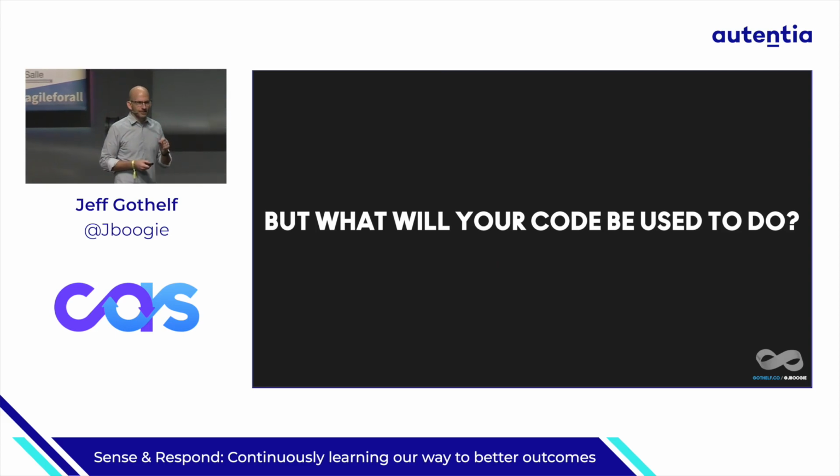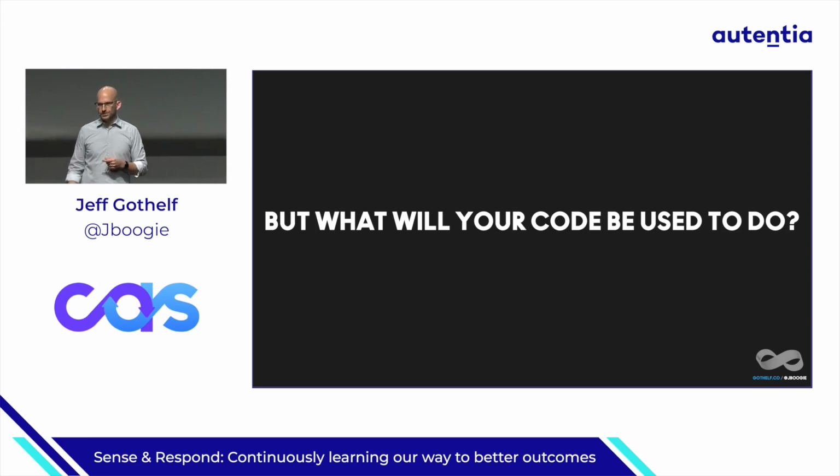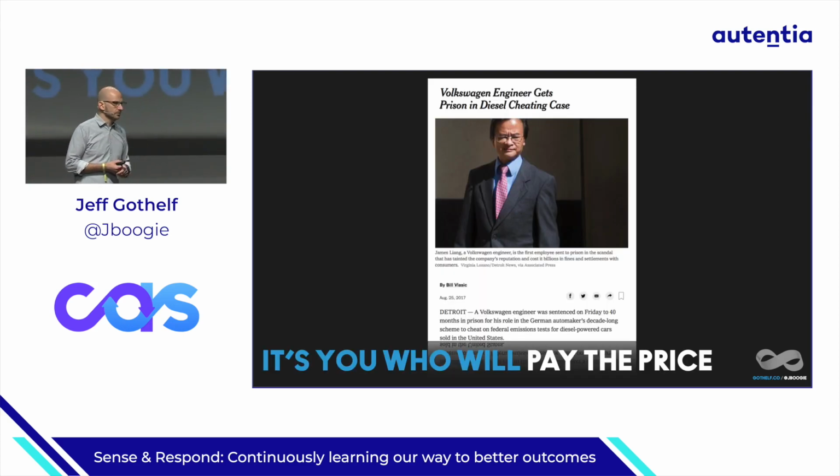Because let me be very, very clear. I'm going to put it very clear about this. If this starts to go poorly for the organization, you know who ends up in jail? Not the CEOs. You do. This is the guy, his name is James Liang. This is the guy who wrote the code at Volkswagen to cheat the diesel emission testing machines. He's in jail for 4 years. The CEO of Volkswagen, not in jail, right?